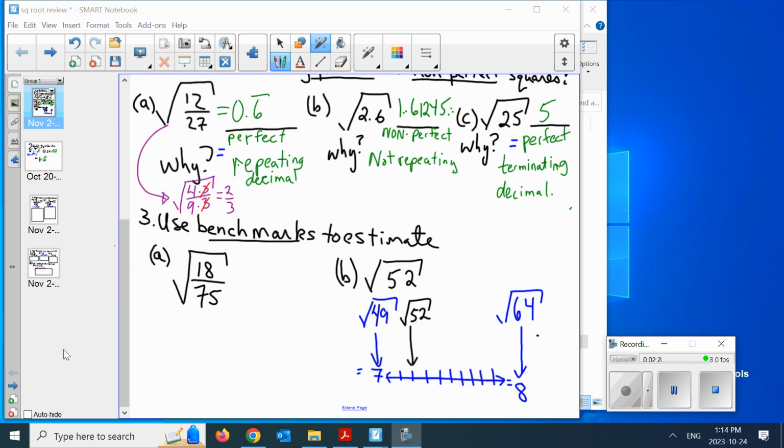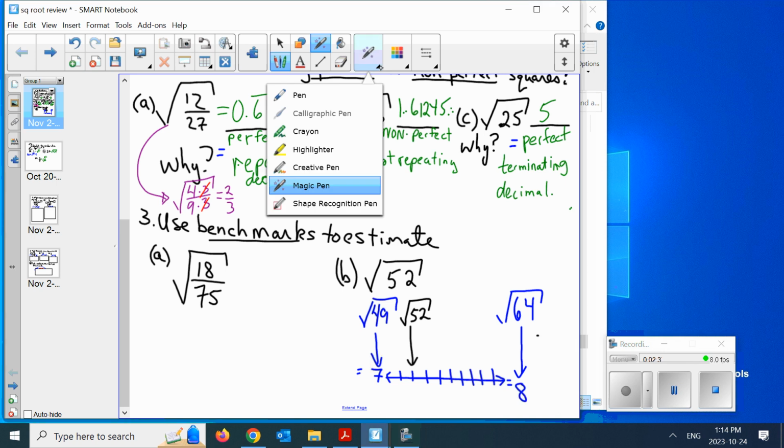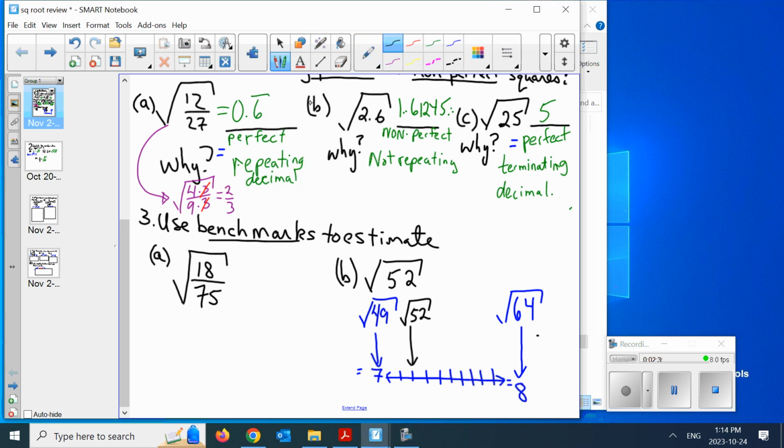If they're asked to do benchmarks and you've got a fraction, estimate the square root. What do we do? Do you remember? Well, we say this is about the same as, you look for the closest square to 18. Now, 18 is in between the two perfect squares, 16 and 25. Which one is it closer to? Which square is 18 closer to?